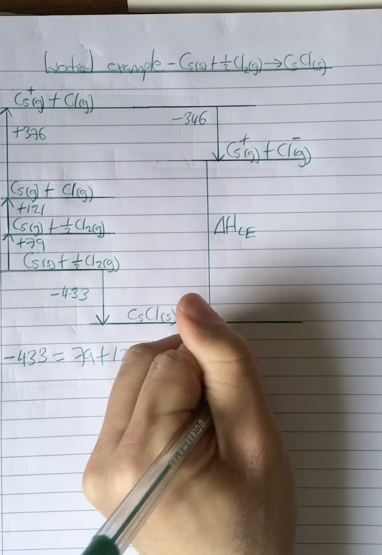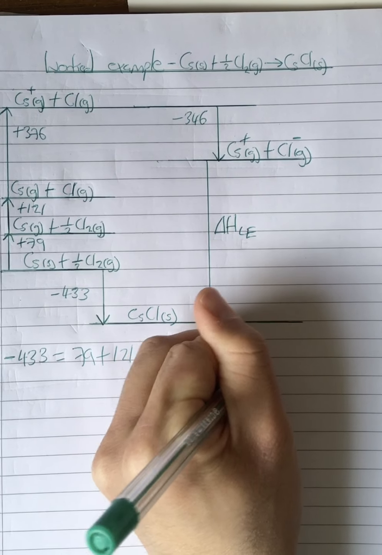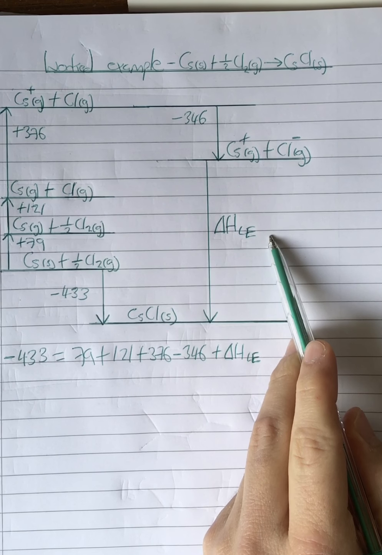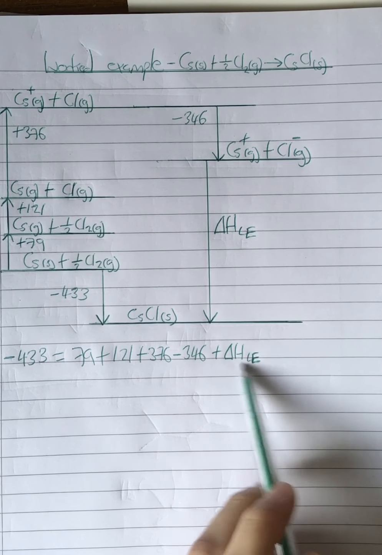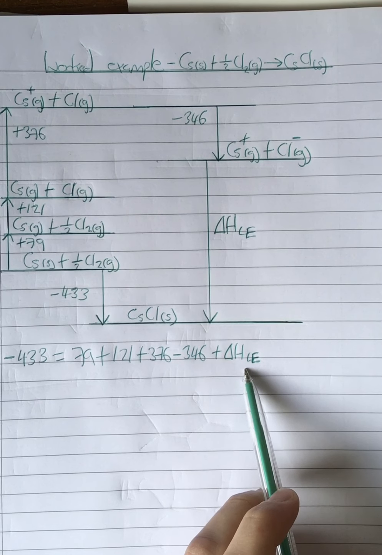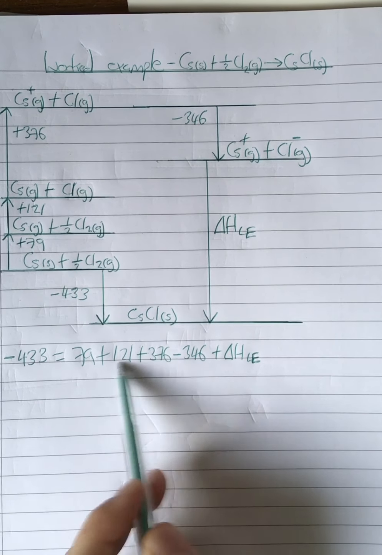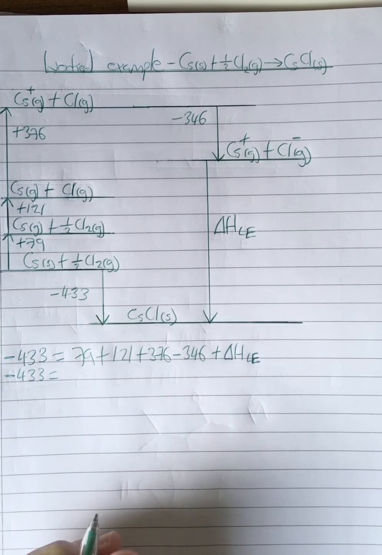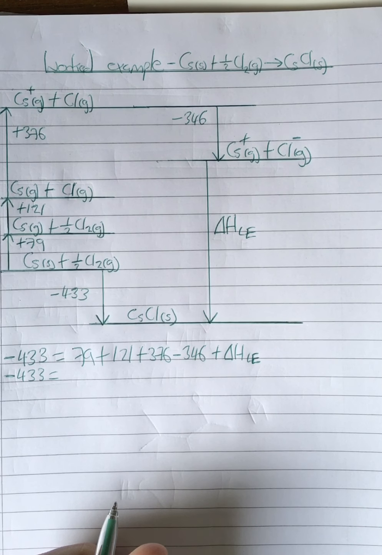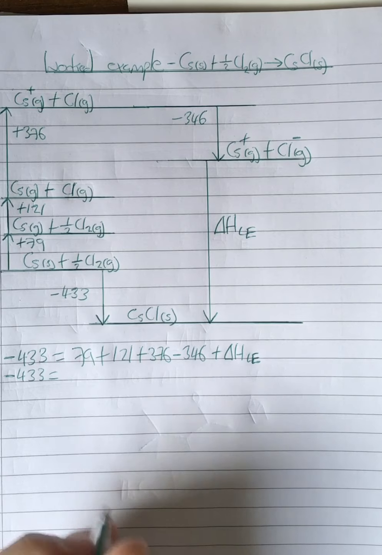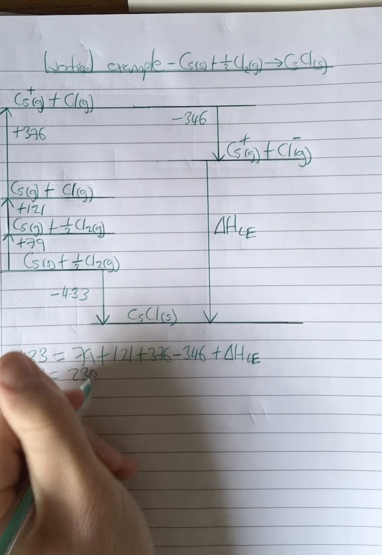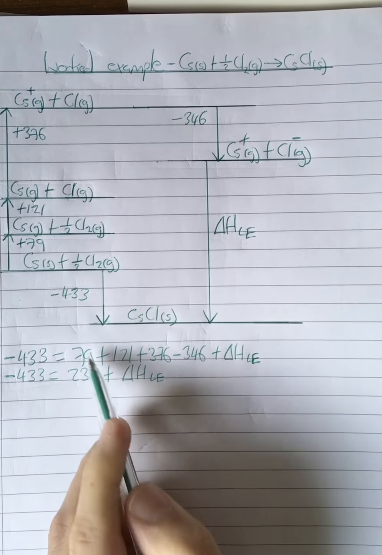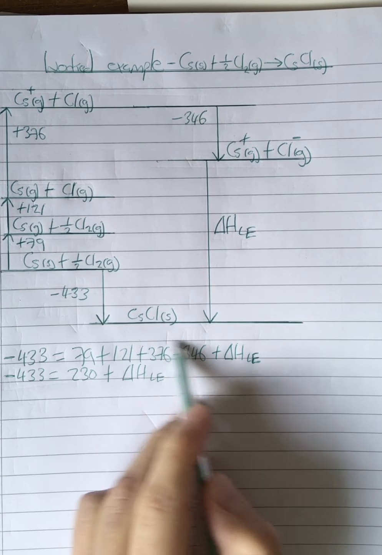Delta HLE is a negative value because it's the formation of a lattice. So it's always going to be exothermic. So I can do plus there, and then I'll get a minus number for this when I rearrange. I'm going to make these all into one number. Minus 433 is equal to 230 plus delta H lattice enthalpy. That stuff just sums to 230.